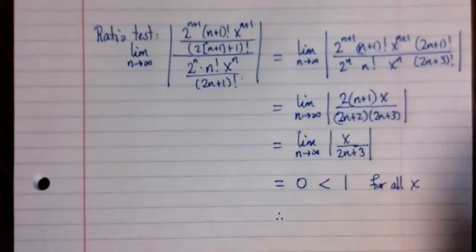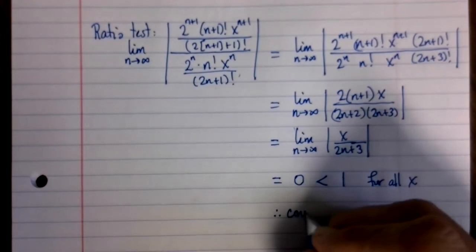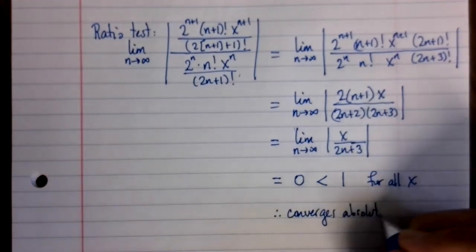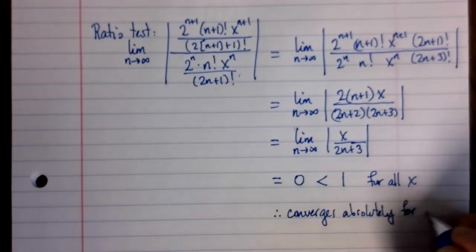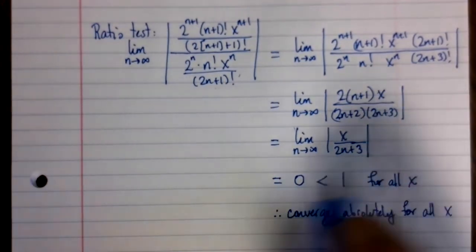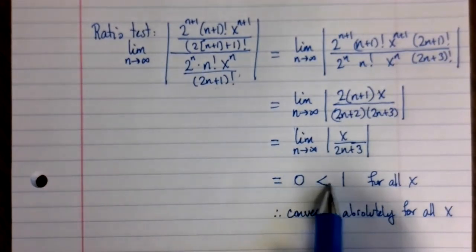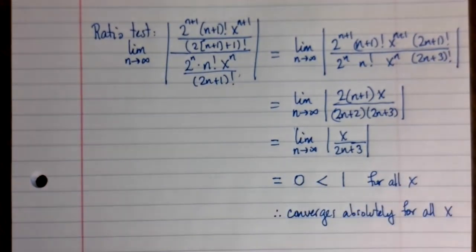And therefore, we conclude that the series converges absolutely for all x. So this is equal to this number 0. This number is obviously always less than 1, and therefore it must converge absolutely for all x.